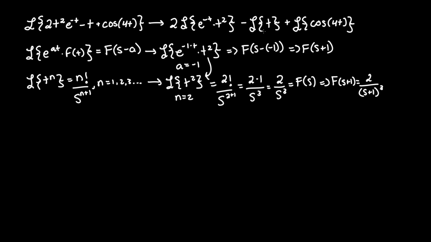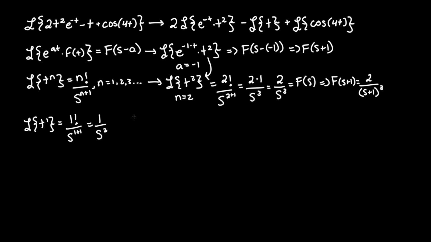Now over here, for our second portion of the equation, we have Laplace of t. And fortunately for us, since we already wrote this property, we can just use it again. So Laplace of t to the 1 power will now equal 1 factorial for n over s to the power of 1 plus 1. So just simply 1 over s squared. And that's it for that term.